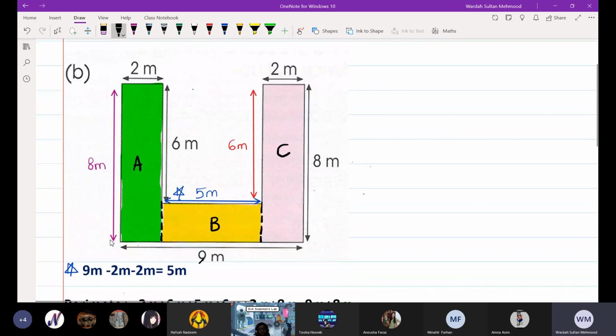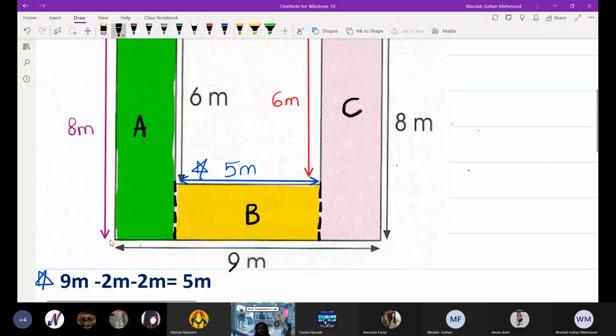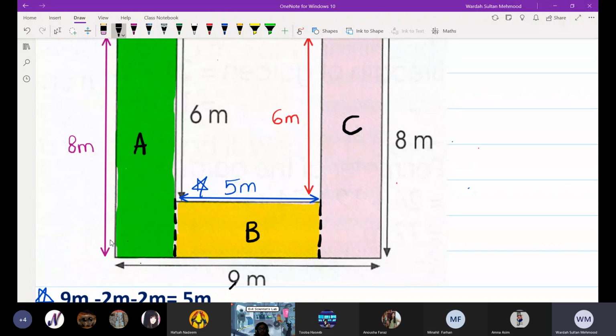Okay, for rectangle B, what is the length of rectangle B? 9 meters. 9 or 5? 5. Not 9, because 9 is telling you from here to here, and you have to find from here to here, which is this, 5 meters. Okay, the length is 5 meters, but what is the breadth? The breadth is not mentioned here. So what will we do?